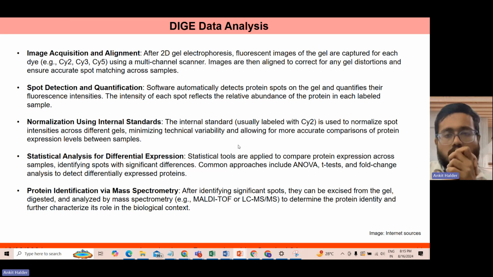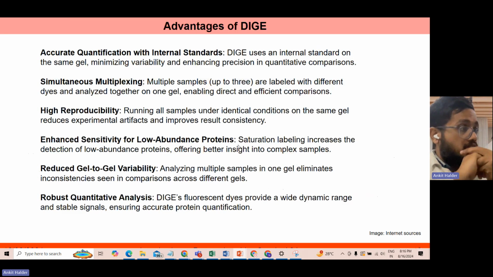We have to go for protein identification via mass spectrometry if we want to do it. And obviously, the statistics is quite important to understand whether the expression difference we are observing, that is the difference in intensity, is occurring randomly by chance or is actually significantly differential. So we need to understand that through DIGE analysis.